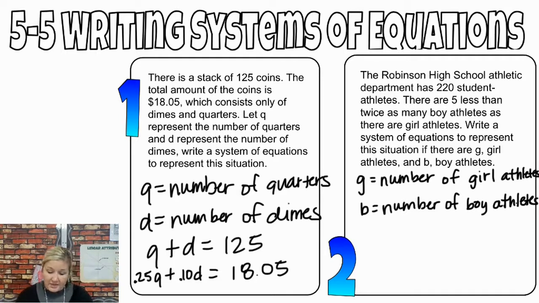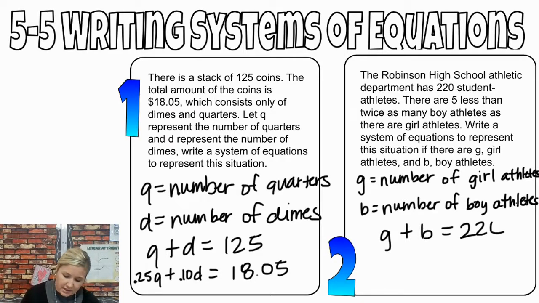And so then I have those two names. Now I need to go back and reread my question. I know that there are 220 total. So what makes up that 220 is going to be the boys and the girls. So I have G plus B is going to be my total.